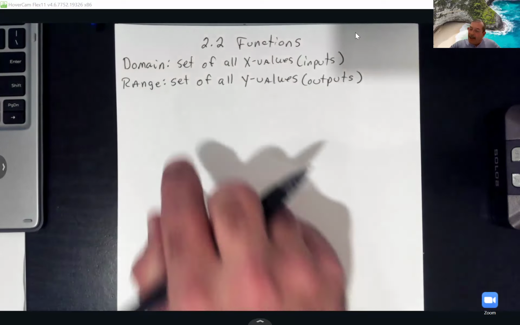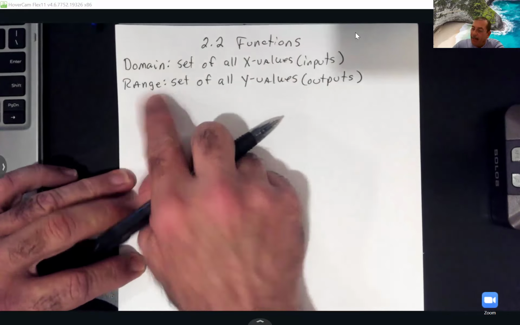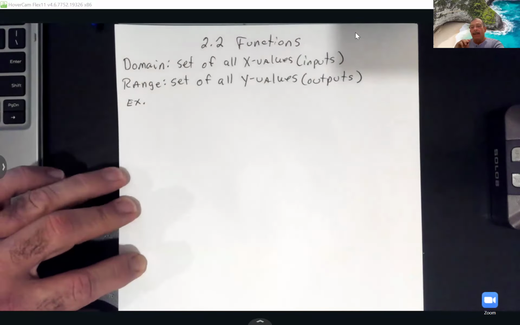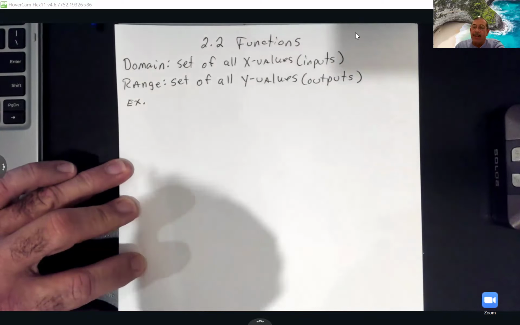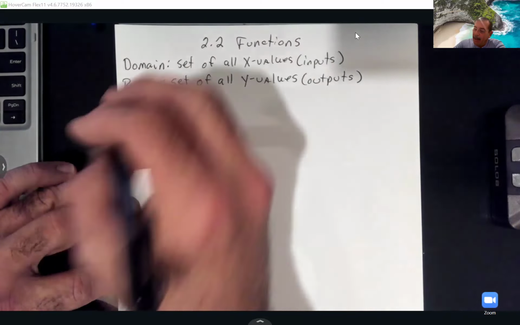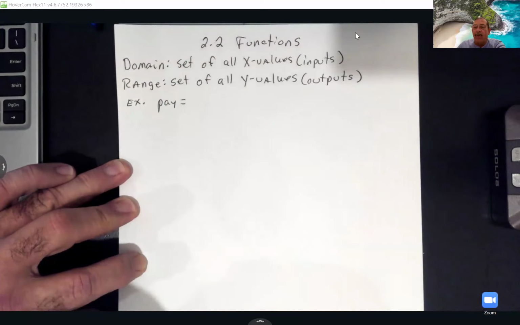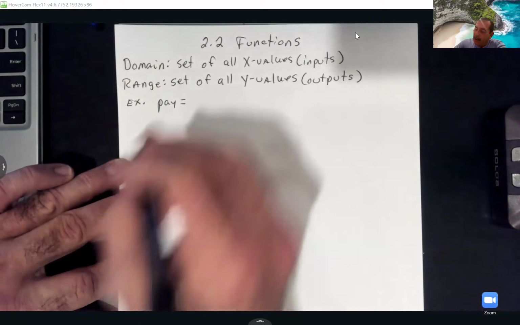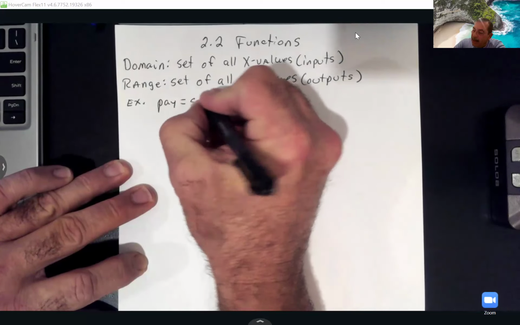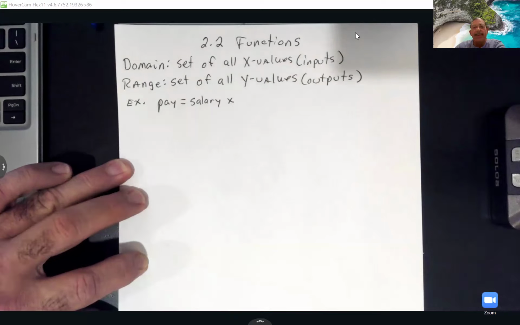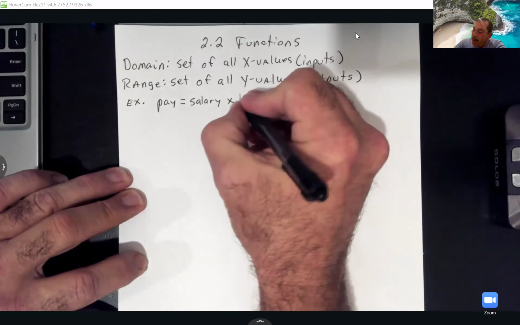So, y'all, let me give you an example of a domain and range. So, say we were looking at someone's pay. Okay. So, your pay is going to equal how much you make an hour. So, your salary times the number of hours you work.